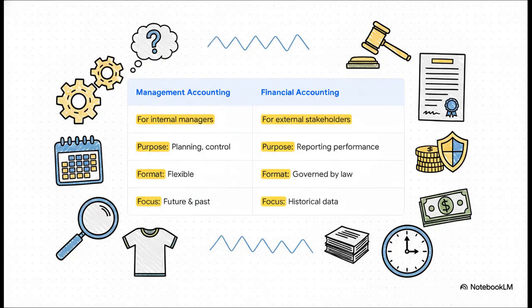Now, this brings up a really key distinction. What we're doing here is management accounting. We're not doing financial accounting, this stuff for the tax authorities or investors. That's all about historical, strictly regulated reporting. No, what we're doing is for us, for internal use. It's flexible, it's forward-looking, and it's all designed to help us make smarter decisions for our t-shirt business.